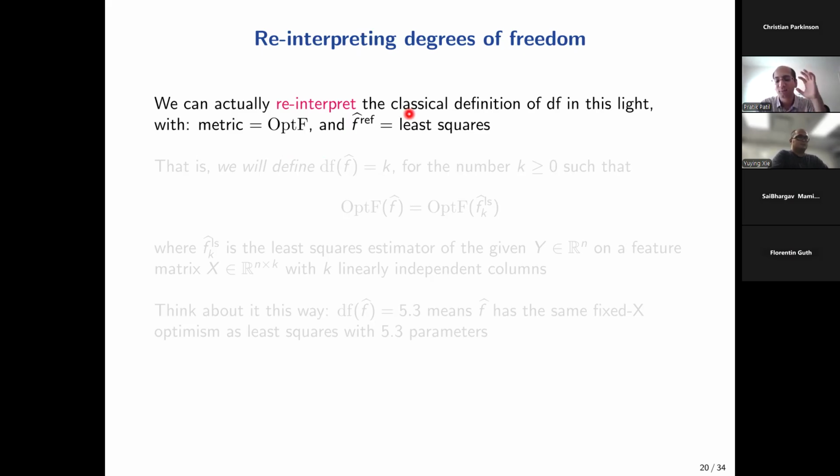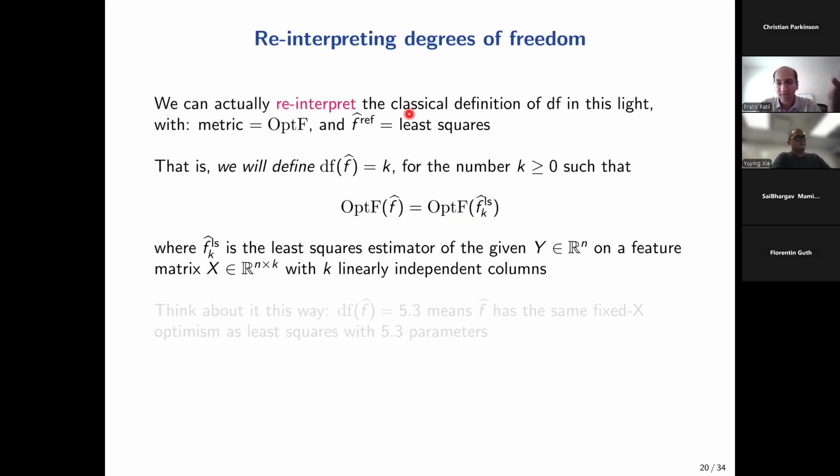More formally, we will define the fixed x df to be the number k such that if I'm fitting least squares with k features, the optimism of that, the reference optimism, is the same as the optimism of the procedure you're giving me. So you're giving me f hat, my metric is the fixed x optimism. I'm going to compute this number, and then I'm going to search in my reference class. My reference class is least squares with different numbers of features k. I'm going to search in that class and ask what k this is matching.